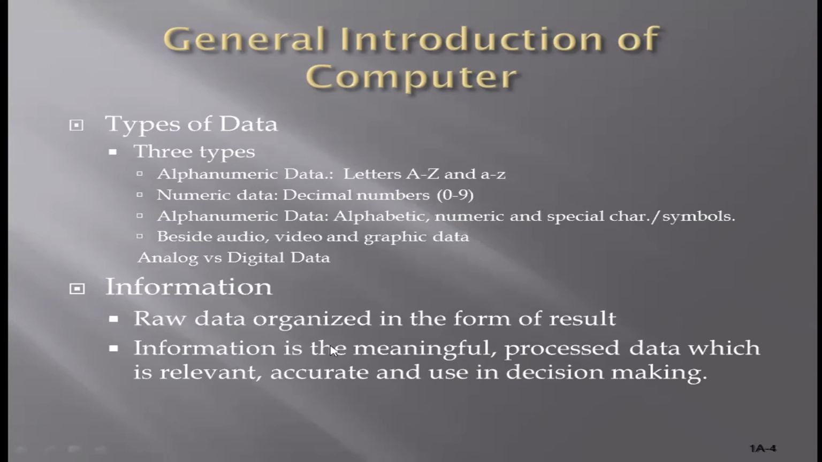Information is meaningful processed data which is relevant, accurate, and used in decision making. This means that information gives some meaning. Information is data on which processing has been done, and it should be relevant, meaning the facts and figures are relevant to each other, and it should be accurate. There should be no mistakes or errors in this type of information. When managers and professionals make decisions, they make them on the basis of information, and information is based on the data.